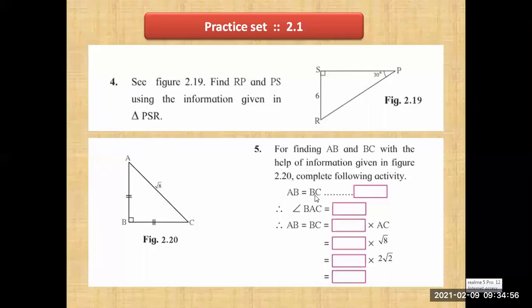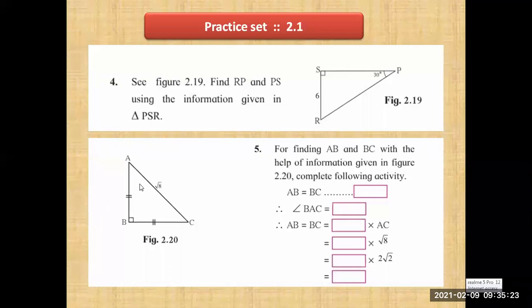Now this one is a very important question for 2 marks. Activity type, many times asked in your board examination. For finding AB and BC with the help of information given. So see students, these two sides are similar. So if these two sides are similar, that means this angle is 45 and this angle is also 45 degree. So AB is equal to BC, common side.